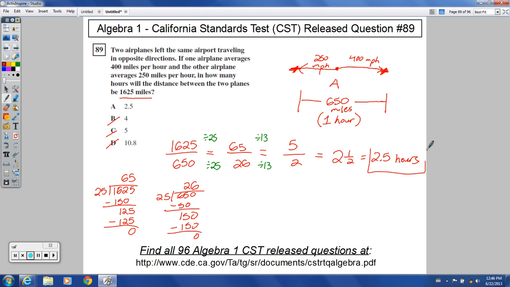And so how many hours will it be? Just what we thought for number 89. Choice A, 2.5 hours.